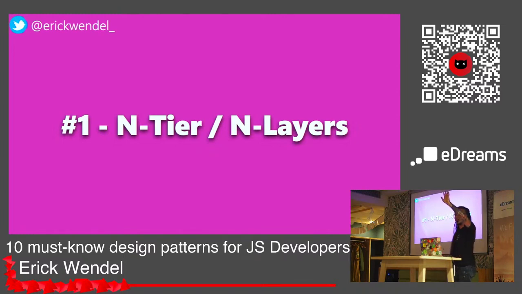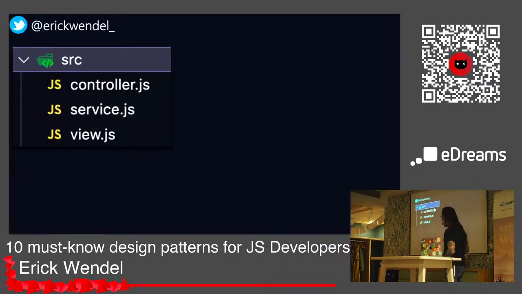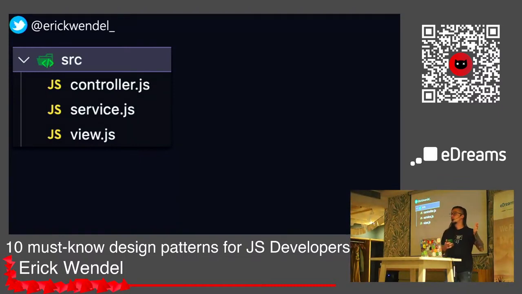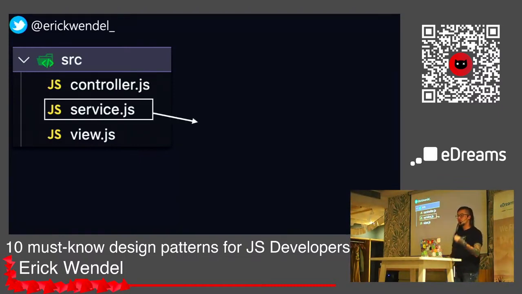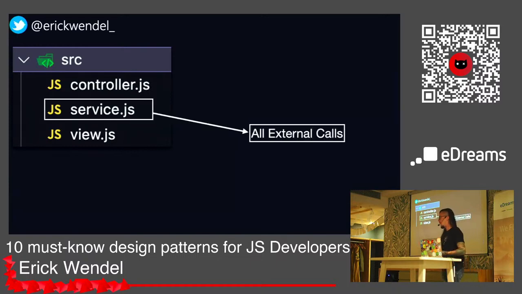Has anyone ever seen this one? Nice, nice, nice. So N layers is just like splitting your application into different responsibilities. So we're gonna have the service, which is every or any integration you're gonna have to external calls. On the web, you can use this for accessing websites. On Node.js, to access your database.